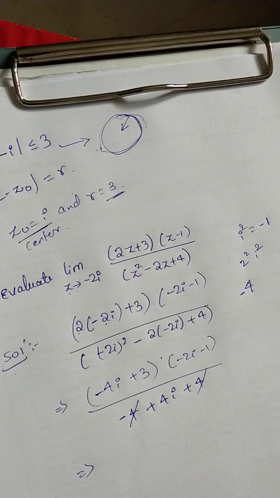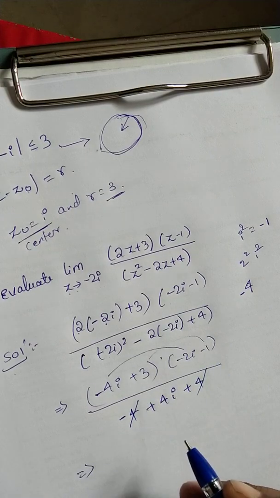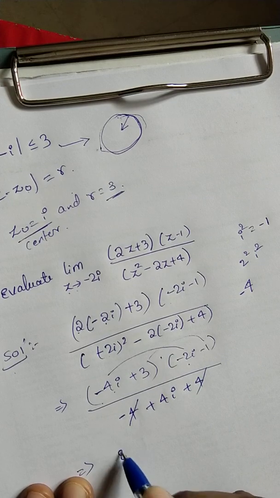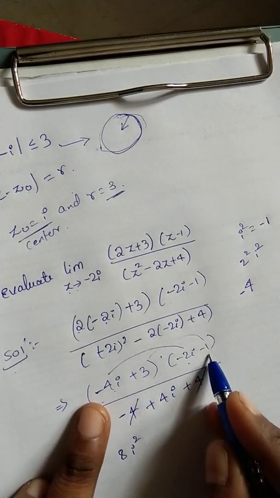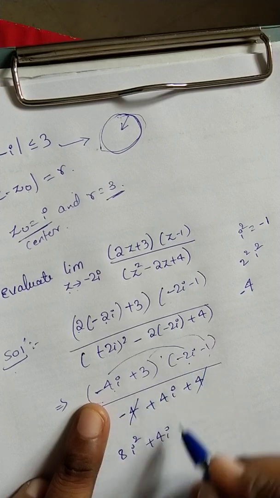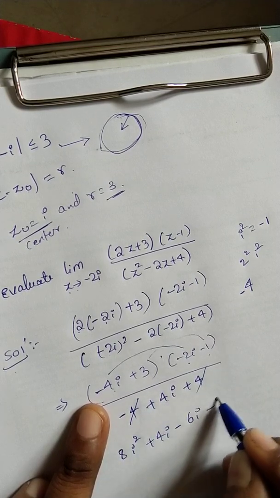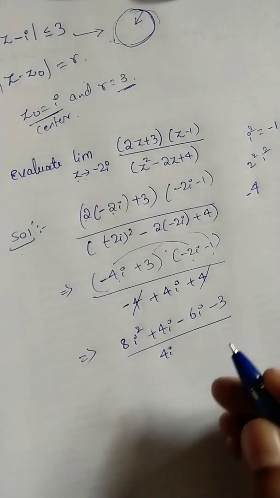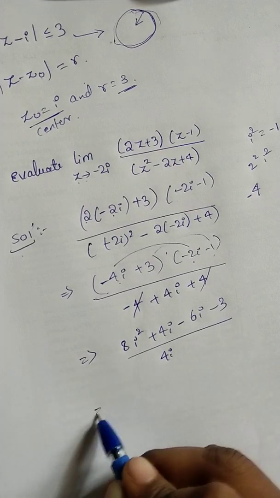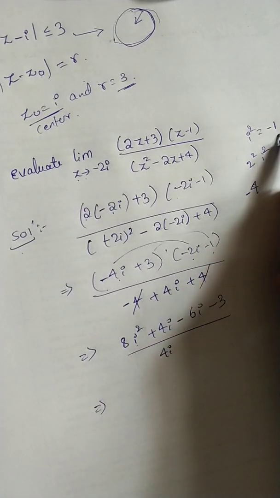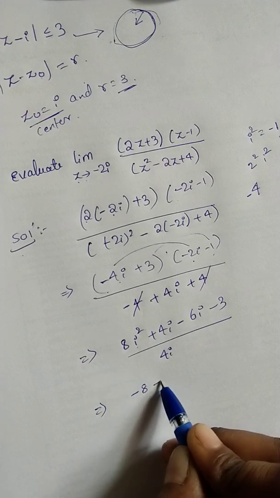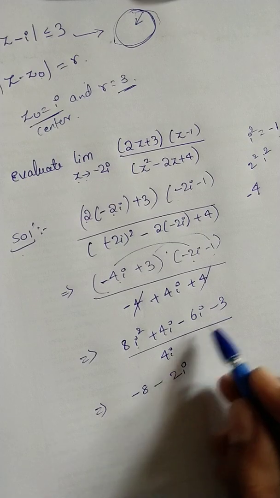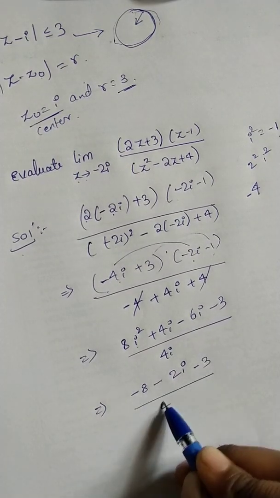Again here you have to multiply the things like this. 8 into 2, so minus into minus plus, 4 twos are 8 I square, minus into minus plus 4I minus 6I minus 3, all divided by 4I. Again if we do simplification, I square is minus 1, replacing it we get minus 8 minus 2I minus 3, all divided by 4I.